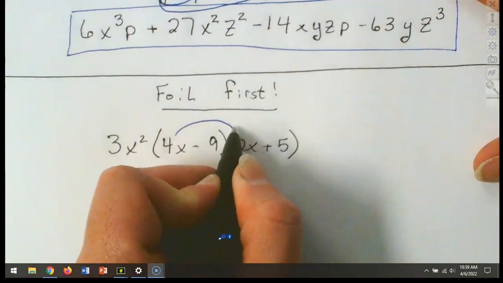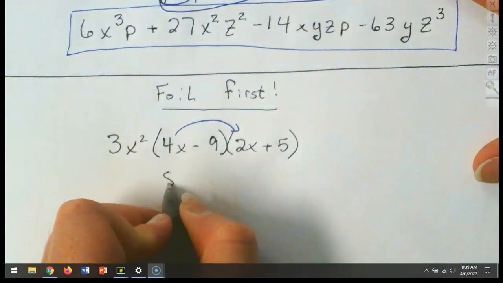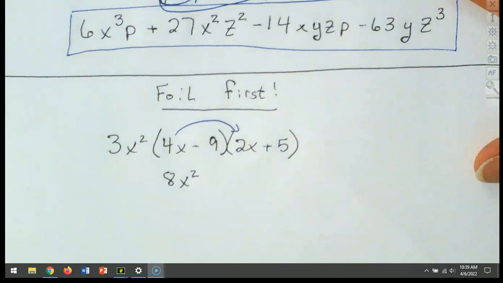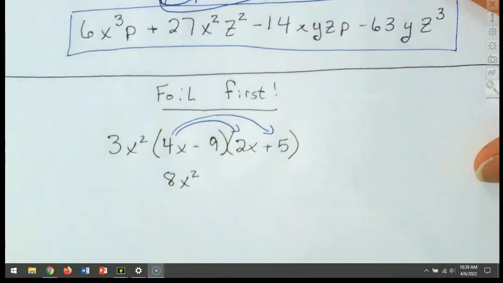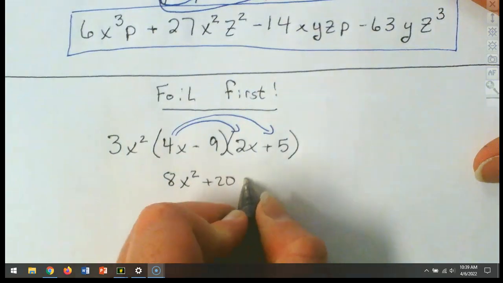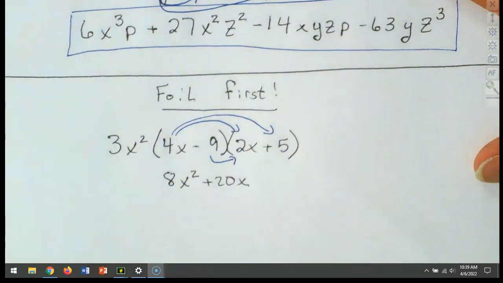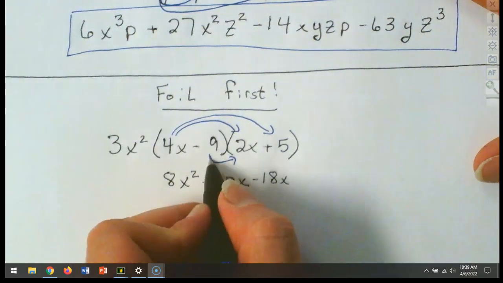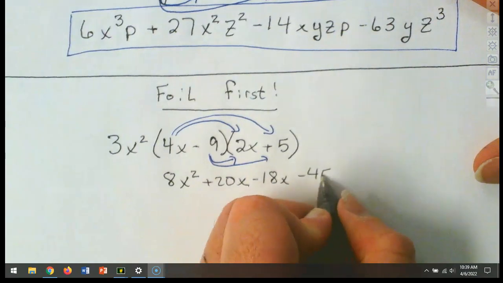So FOIL is first times the first. So 4 times 2 makes it an 8. X and x makes it an x squared. Outside and outside is 4 times 5 makes it a 20x. Inside, negative 9 times 2, that's a minus 18x. And last times last is a minus 45.